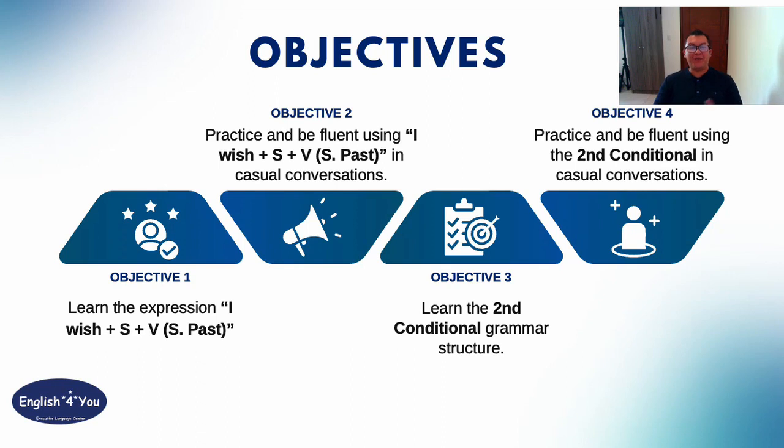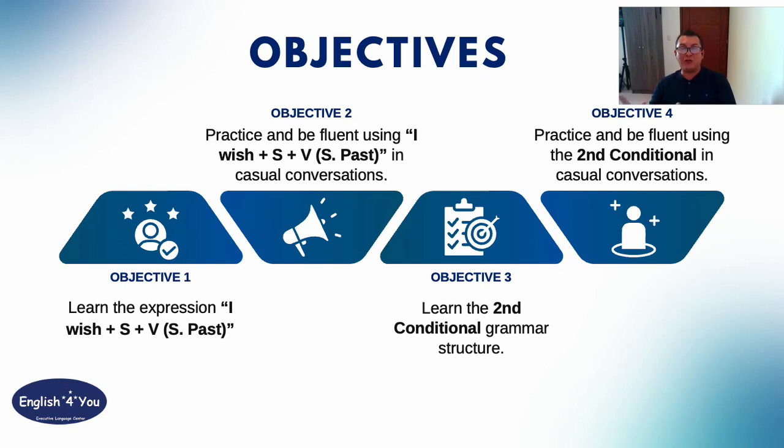Okay, guys, this lesson is going to be divided into two sections. The first section has two objectives. In the first objective, you're going to learn, first of all, the expression I wish to express imaginary or fantastic situations in the present, something that's not real. In objective number 2, you're going to practice and become fluent and more confident on how to use this new expression, I wish.